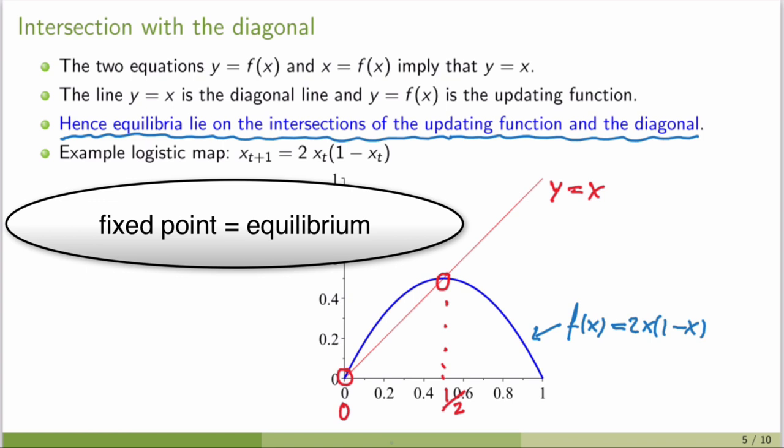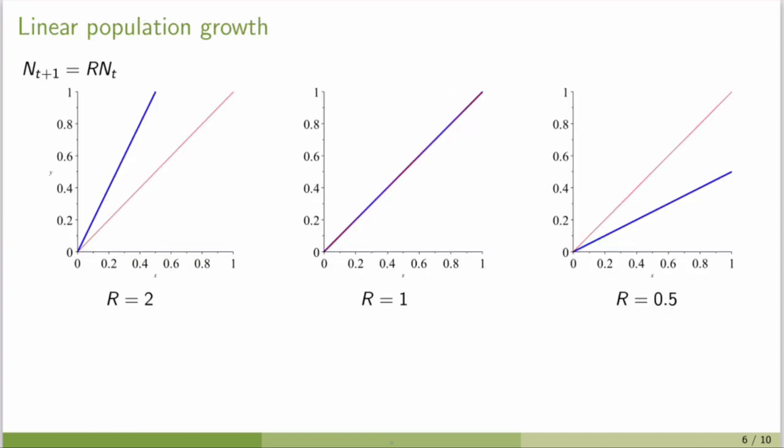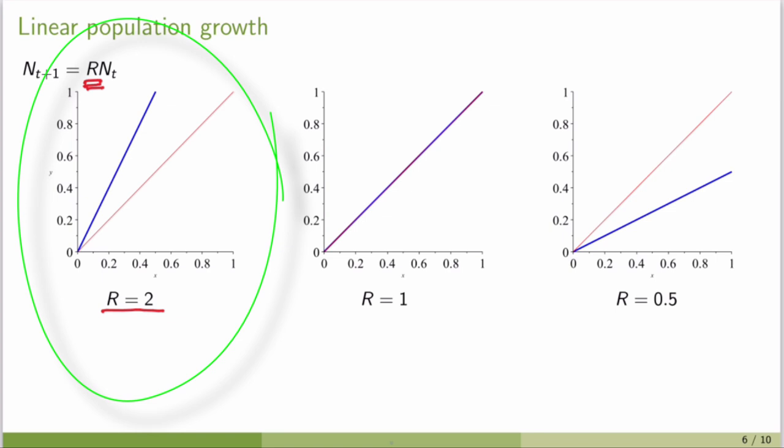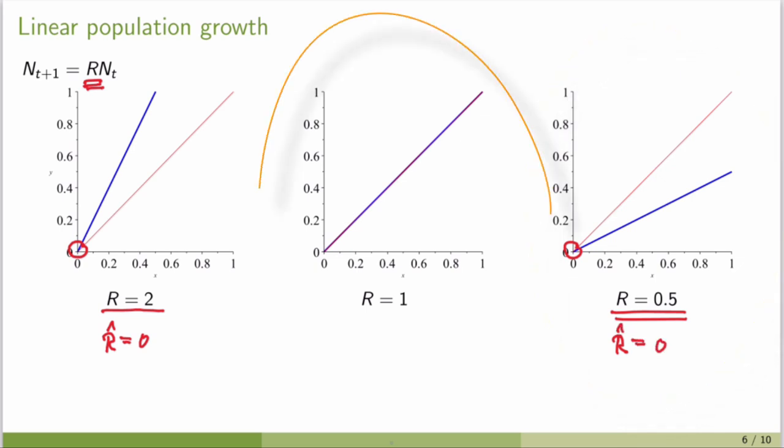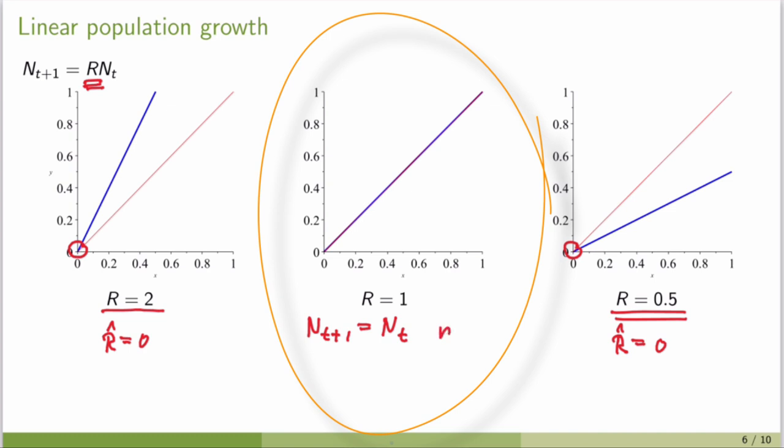So let's do that for the linear growth model as well. So here's a linear growth model. Now I use a general term R, and I look at several cases for R. We began with R is 2, that's the example we did before, and you see the only intersection point is here at 0. So the only fixed point N hat is equal to 0. Now let's look at the other case, R is 0.5. Then the curve is below the diagonal, and again the only intersection point is here, so N hat is also 0. So what happens if R is 1? Let's write down the difference equation. N at t+1 is equal to N_t. So there's no change.